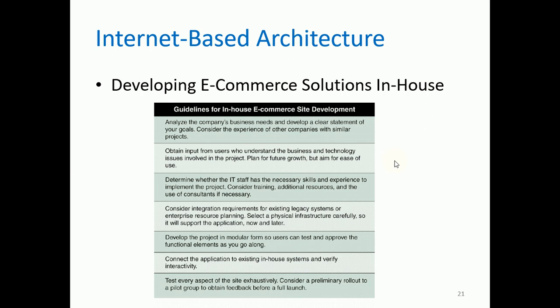And then next is connect the application to existing in-house systems and verify interactivity. For example, if you've already finished the application, not for final but for testing, you should incorporate it into the existing in-house system and verify if the integration is successful, or whether the two systems are interacting or not. And then last, we have test every aspect of the site exhaustively. And then consider a preliminary rollout to a pilot group to obtain feedback before a full launch. So you have to test your system, and do not implement the information system at a full launch. The better way is to have a pilot site where your information system will be tested. And then if it's already functional and there are no problems encountered, then set a schedule for a full launch.